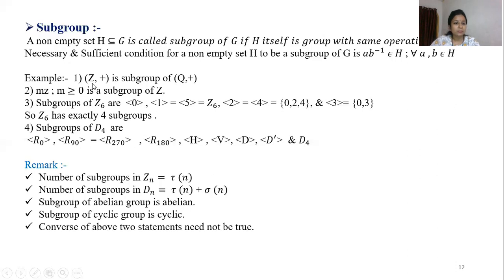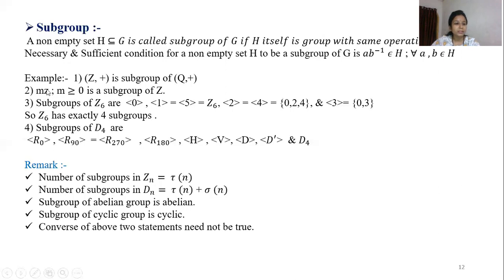Now find the subgroups of Z plus. Each mZ, where m is any integer greater than or equal to 0, is a subgroup of Z. If we take m equals 0, what do we obtain? 0 into Z, that is the singleton 0, is always a subgroup of Z. See, Z always has two subgroups: one is the singleton 0, that is the identity, and the second one is the group itself. And for m strictly greater than 0, we obtain different subgroups of Z. You can check very easily.